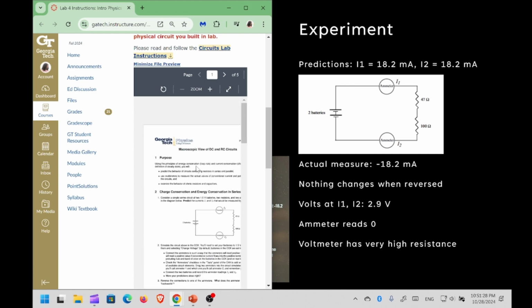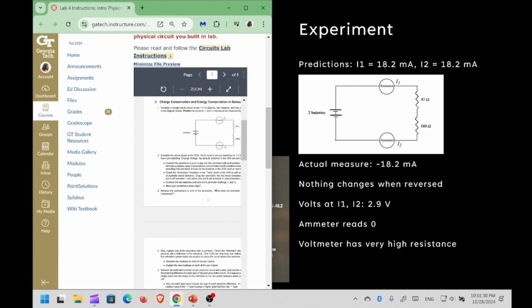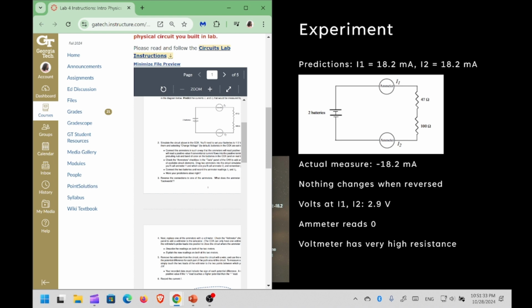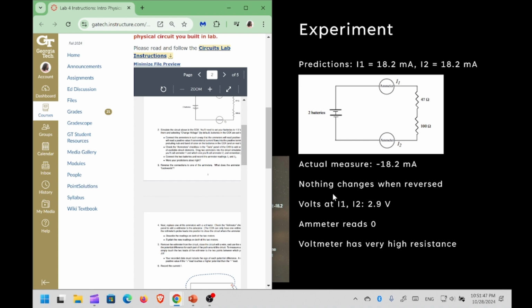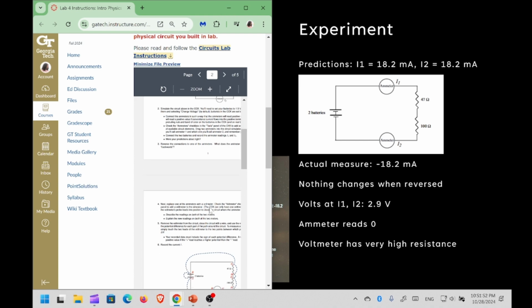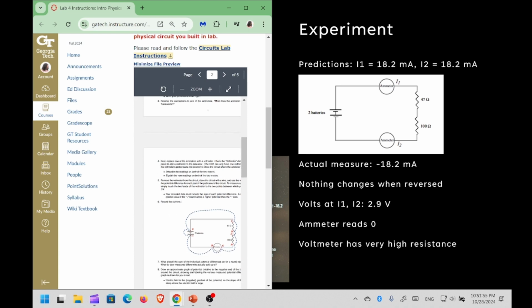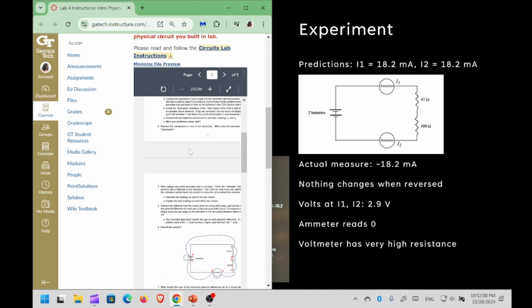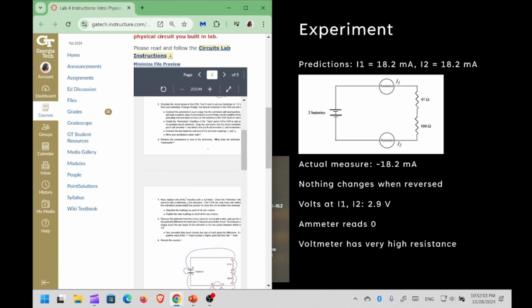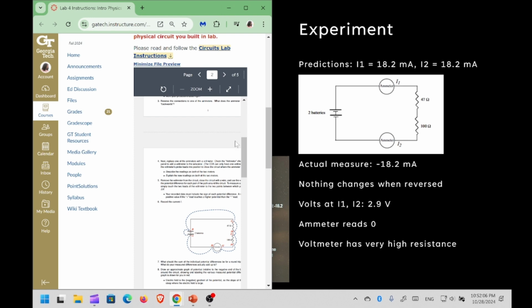If we are swapping the ammeters, so that's what this question is. If ammeters are swapped, what would happen? And nothing would change. The current wouldn't change, nor would the volts measured. Then we remeasure the volts, and at I1 and I2, you get 2.9. And then if you were to replace the ammeter with a voltmeter, what would happen? Nothing would change because the voltmeter still has a very high resistance. And then the ammeter reads 0.